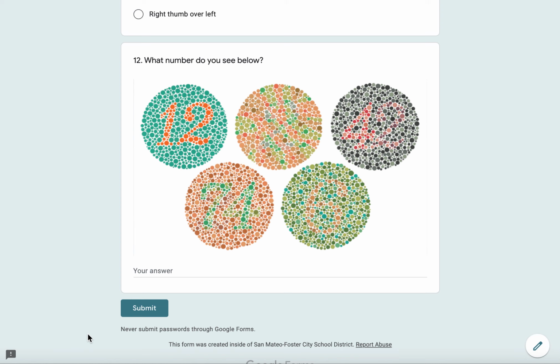Number 12. What number do you see below? There are 5 numbers listed right here, 5 sets of numbers. Go ahead and put your answer right here. After you finish, please click the submit button.